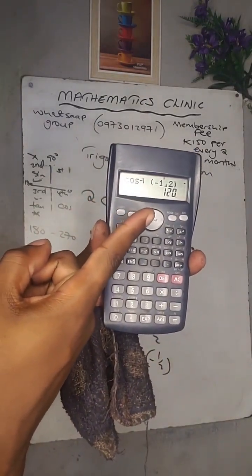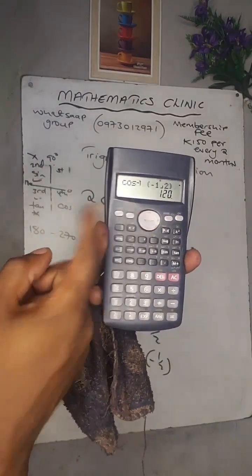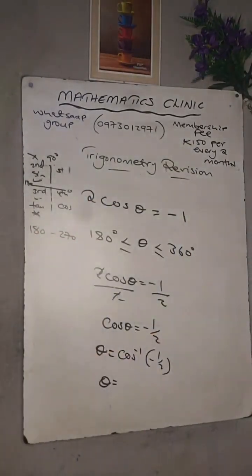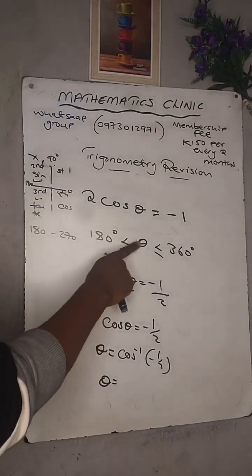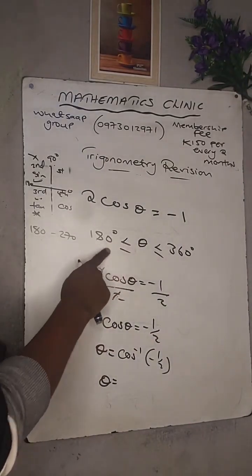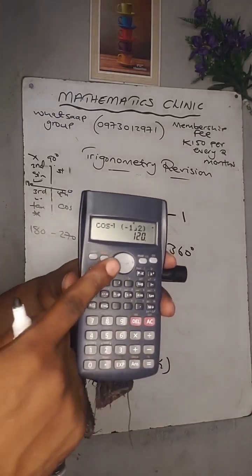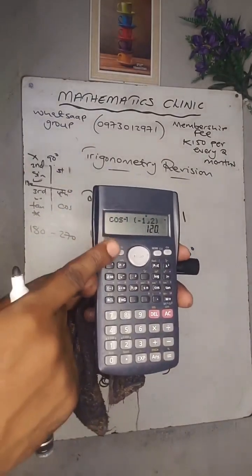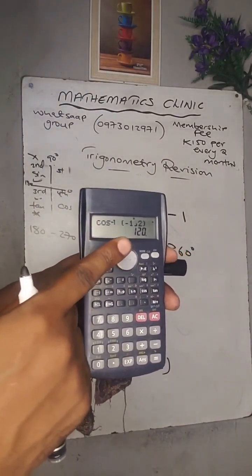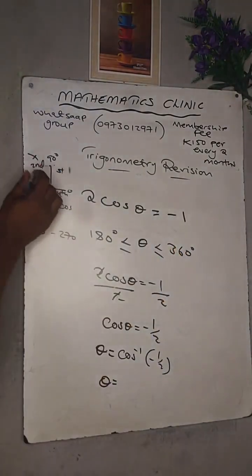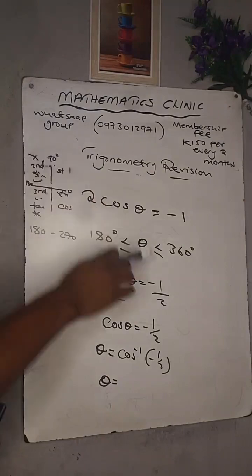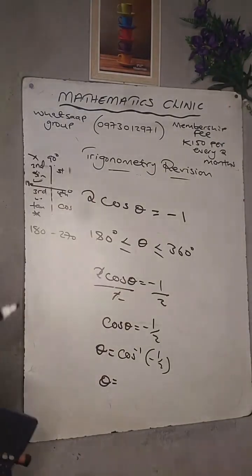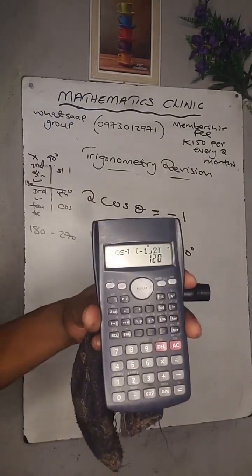Why am I saying this is not the answer? Because we have said that our condition that we have been given, they have said that our theta is greater than 180. 120 is less than 180. So what do you do when you have such? Because this answer that we have gotten is in the second quadrant. Of course, cos is negative in the second quadrant, yes, but because of this range, it's not our answer.